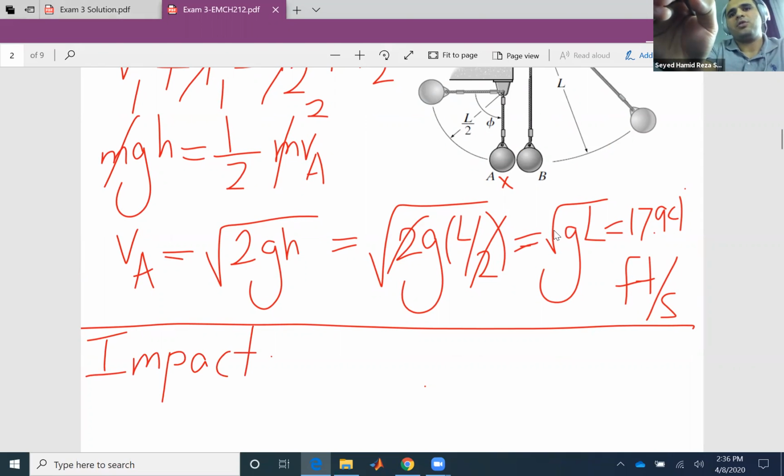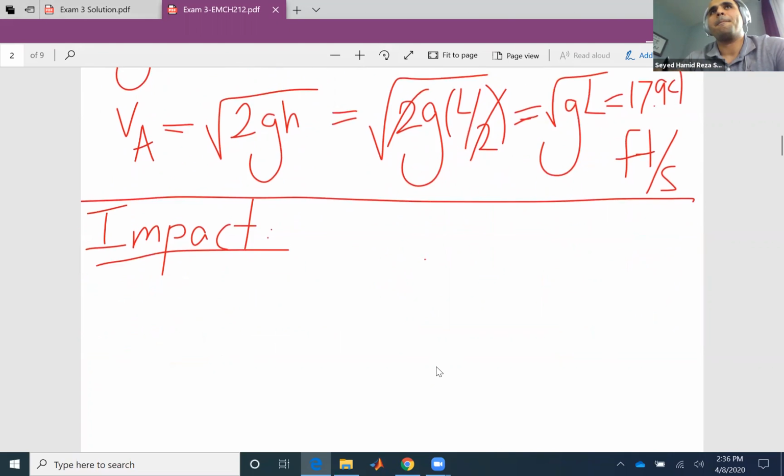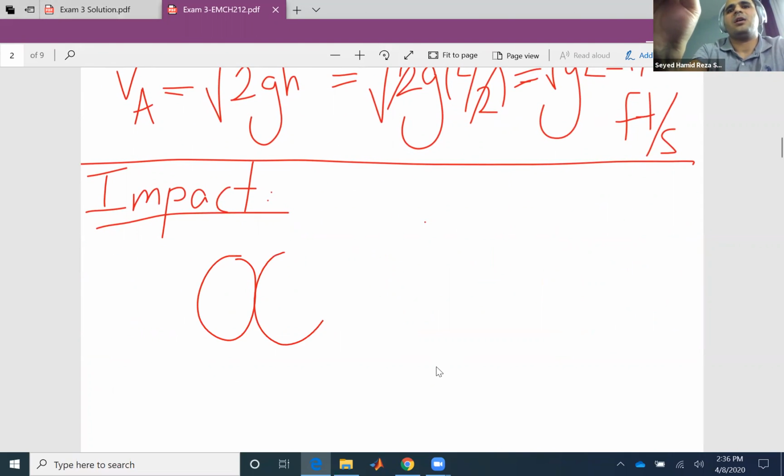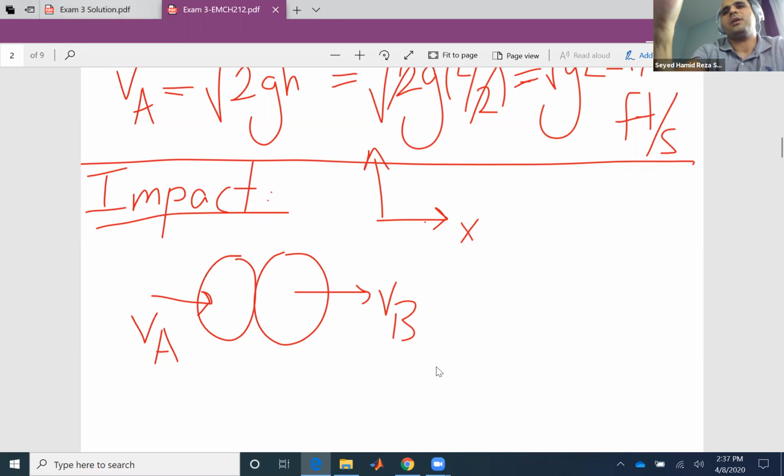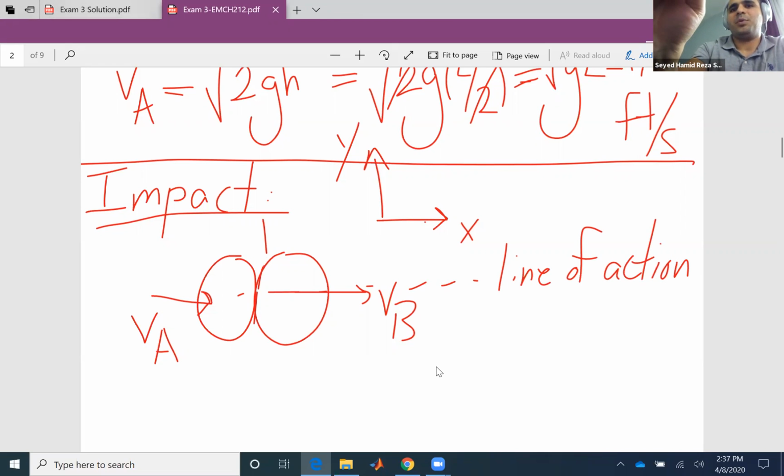For impact, you remember how many equations do we have in general? If I have an impact of object A, object B, let's say we have a velocity of A coming here, and after that we have velocity of B. I'm just going to assume both of them to be towards positive X. How many equations for an impact of two objects do we have? Two equations. Well, we have two equations in each direction. So we divided the direction from perpendicular line of action. We call this line of action. And then we call this perpendicular to the line of action.